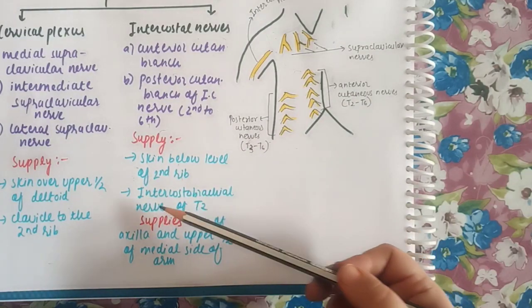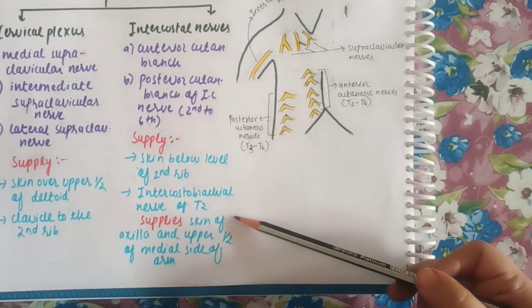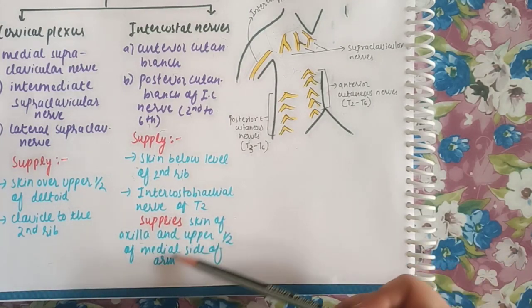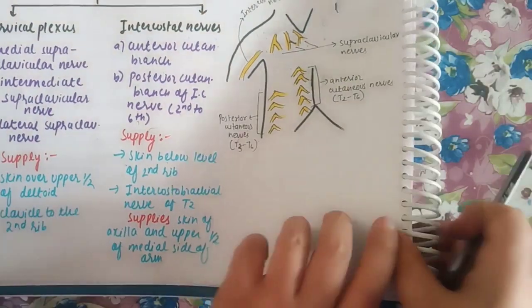Also the intercostobrachial nerve of T2. Now this is the intercostobrachial nerve of T2. This is supplying the skin over the axilla and the upper half of the medial side of the arm, right? So this is all about the cutaneous nerves of the pectoral region.